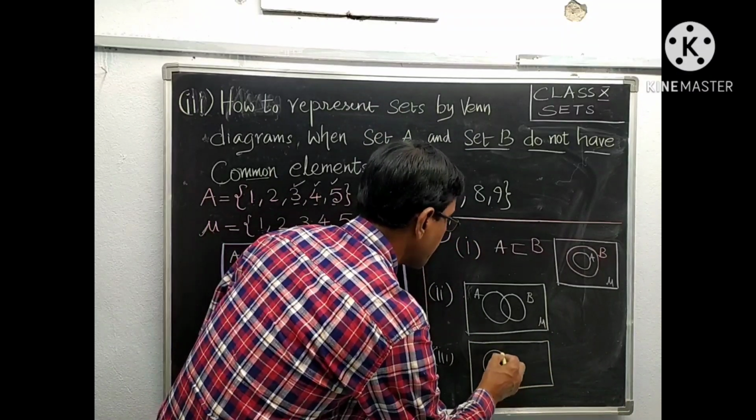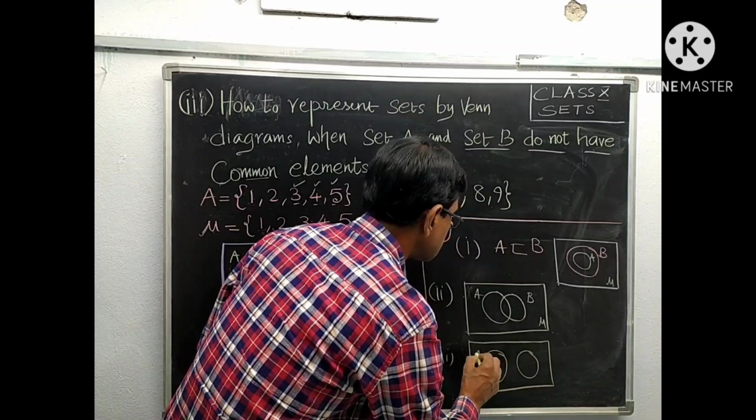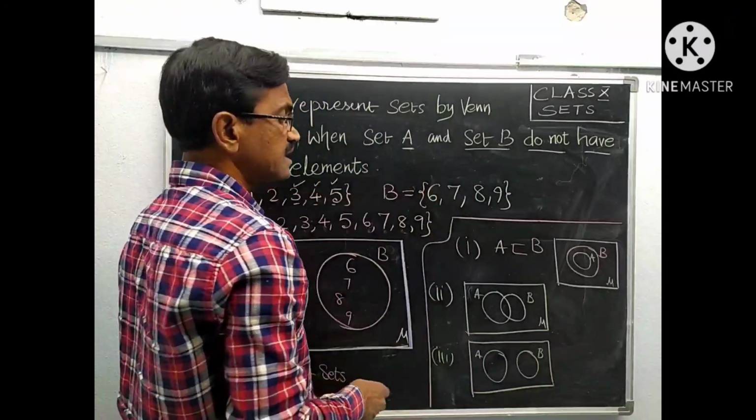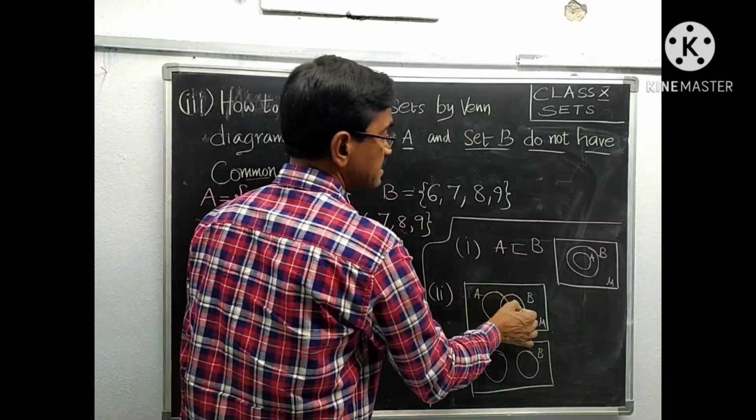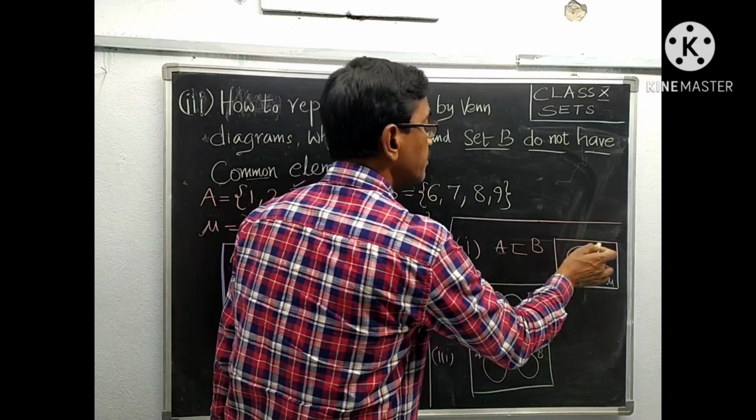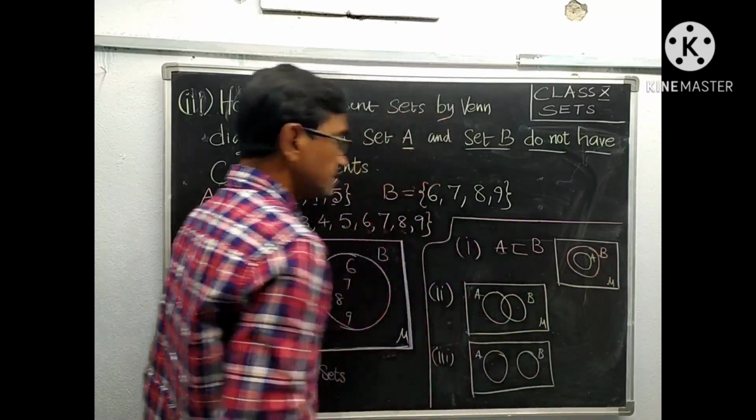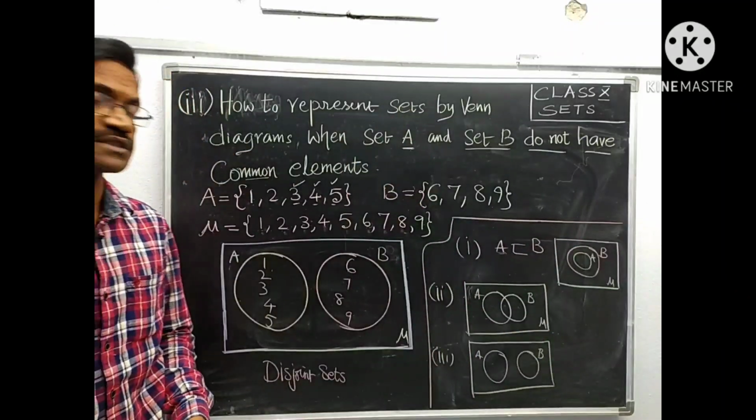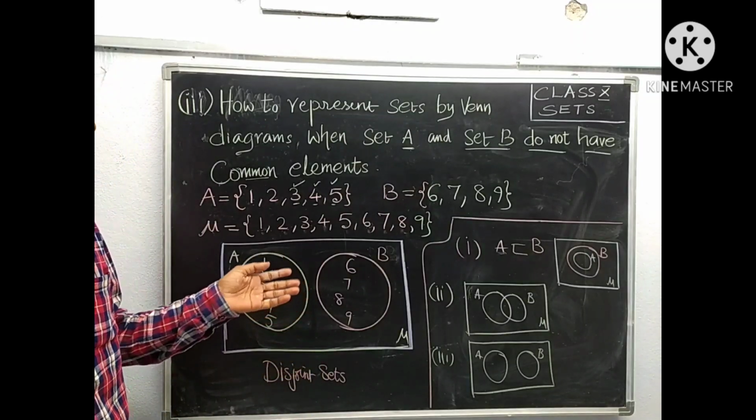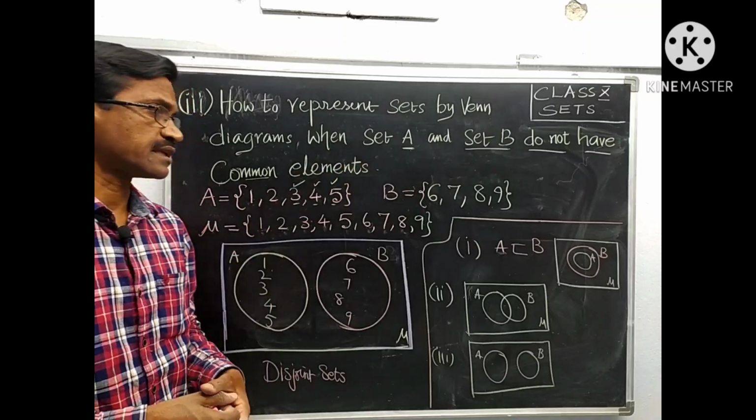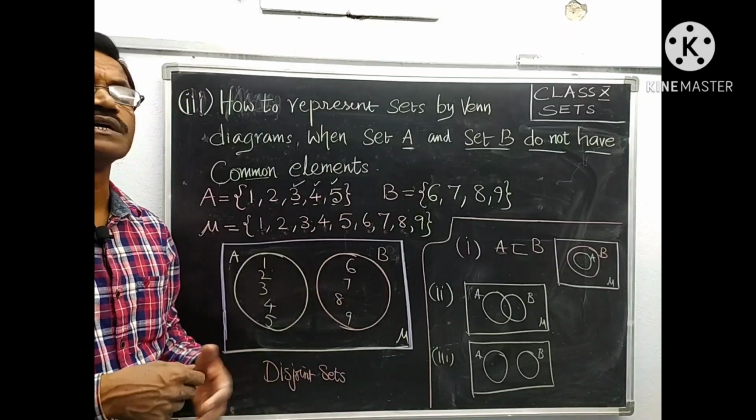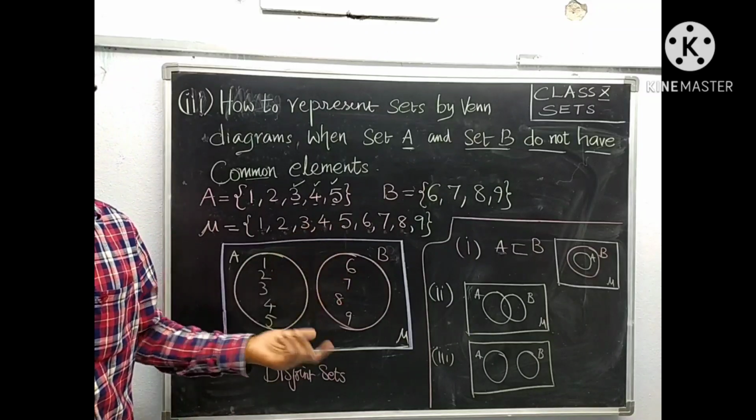because they do not have common elements. You have to draw like this. If they have some common elements, draw like this. If all the elements of A also belong to B, we have to draw like this. This is about Venn diagrams, how to represent sets by using Venn diagrams. To understand the concept of sets and the relation between sets, we can easily understand by using these Venn diagrams.